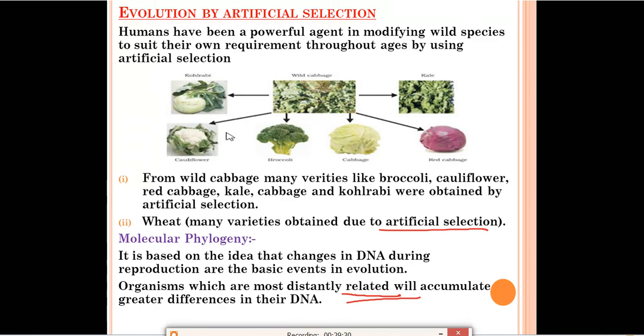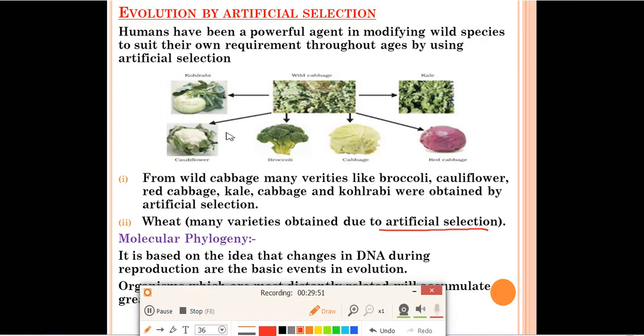Greater difference in the DNA means the organisms are different from each other. Distantly related means they are not related to each other, so some differences will be there in their DNA also. Okay, so this was all about molecular phylogeny.